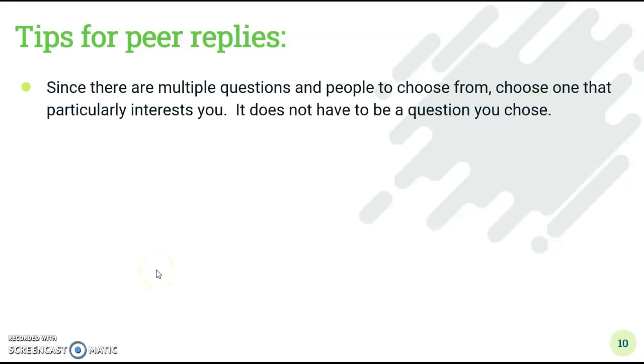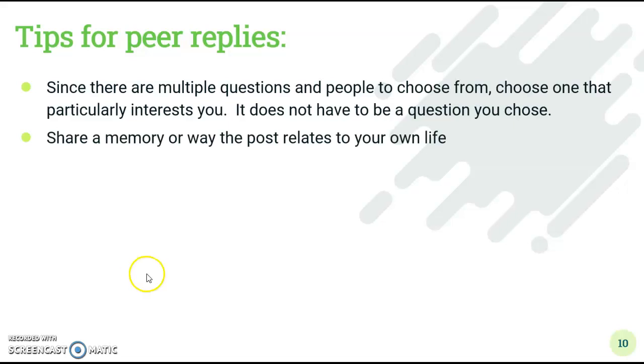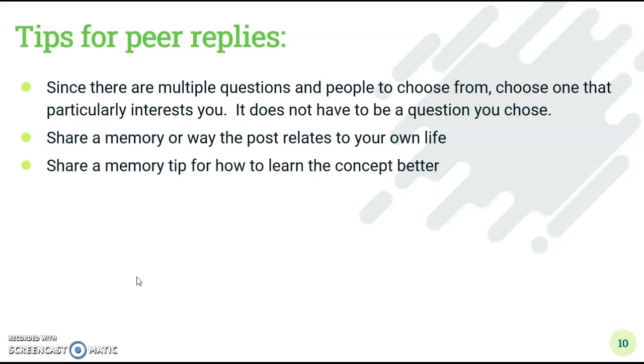So first of all, choose peers' posts that particularly interest you. It doesn't have to be the same question that you chose. That will help you find more to say by the fact that you're already kind of interested or curious about it. You can share a memory or a way the post relates to your own life. You can add to it, like, oh, I like that you said that. One time this happened to me and this is how that relates. Share a memory tip for how to learn it better.